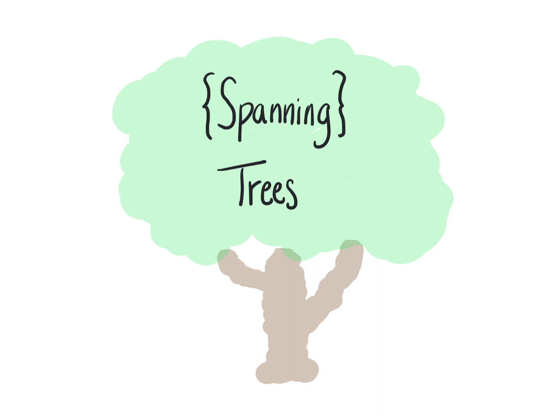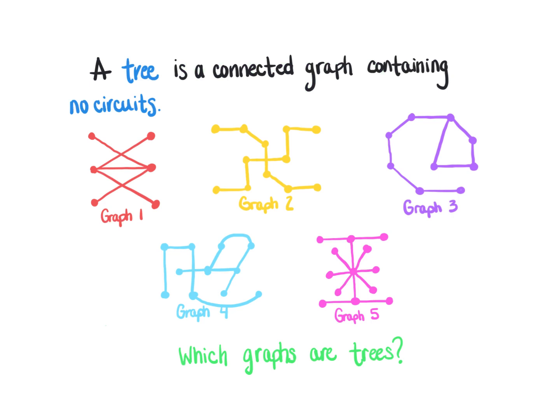This is a brief introduction to trees, also called spanning trees, in graph theory. A tree is a connected graph that contains no circuits. So for the 5 different graphs here, we're going to examine the graphs and find out which ones are trees and which are not.